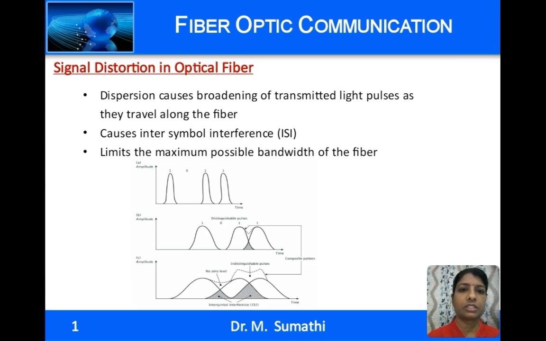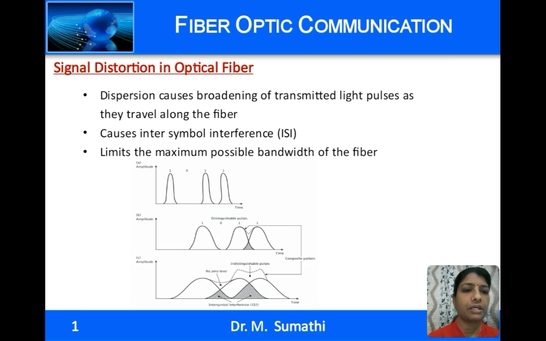Dispersion causes distortion of both analog and digital signals as they propagate in an optical fiber. Considering a pulse that is launched into a fiber, dispersion causes broadening of the pulse as it travels along the fiber. And this broadening causes overlapping of pulses, which results in intersymbol interference. This limits the bit rate and the bandwidth or the capacity of the fiber.